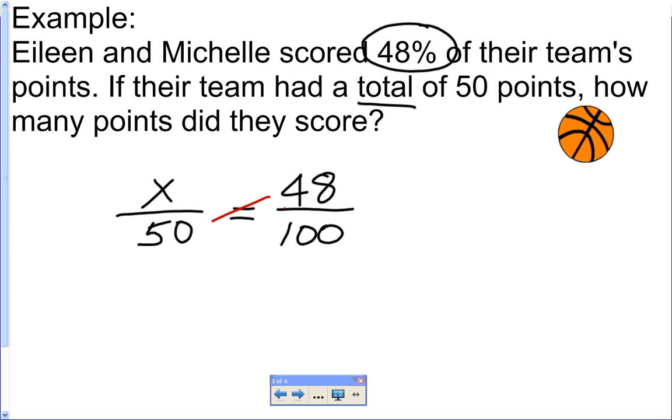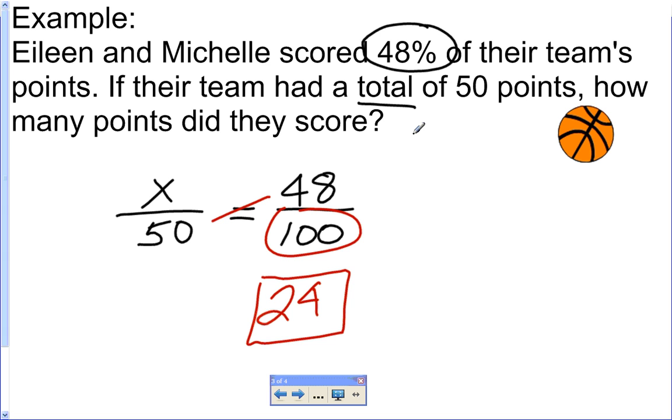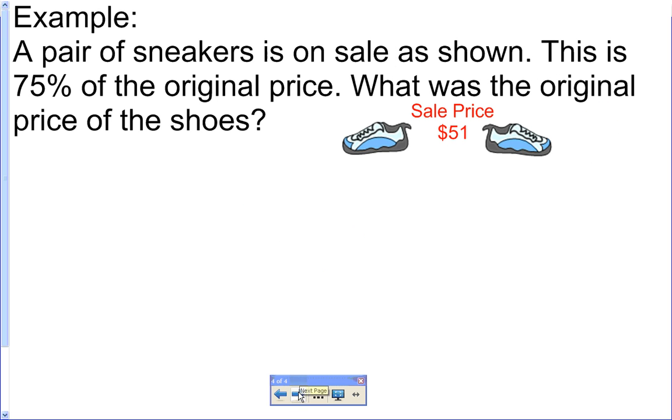So we cross multiply, divide. So I'm going to put that on my calculator. 50 times 48 divided by 100, and I get 24. So Eileen and Michelle scored 24 out of the total 50 points. And one last example. A pair of sneakers is on sale as shown. This is 75% of the original price. What was the original price of the shoes?